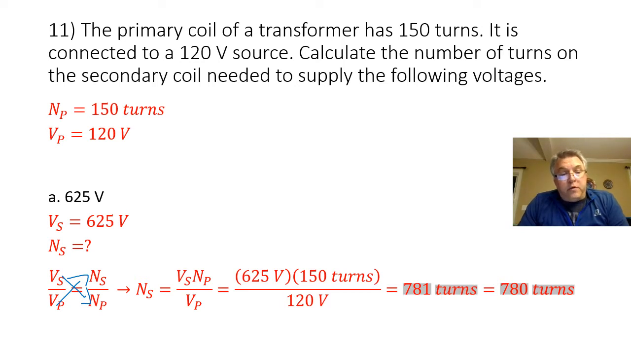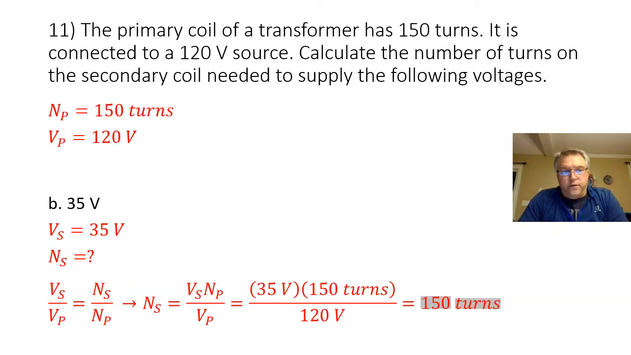When I do that, I'm going to have NS times VP is going to equal VS times NP. And then when I have that, I'm going to divide both sides by VP, and then I'm going to have this equation right here. Now I just need to plug my known values into the equation, and when I do that, I'm going to get 780 turns, or 780 turns if you care about significant figures.